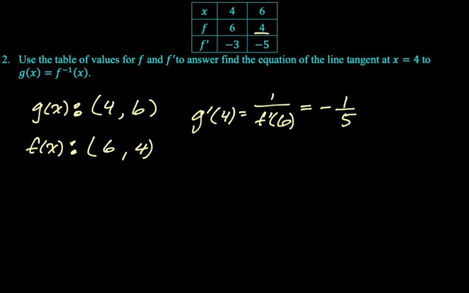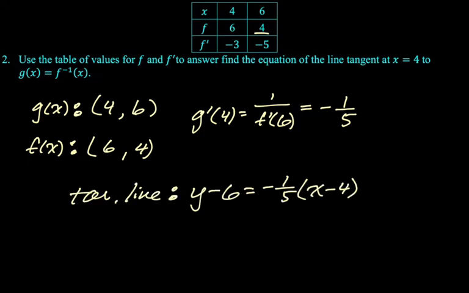And then we need the equation of the tangent line. So for the tangent line, I'm going to say y minus 6 equals -1/5 quantity x minus 4. Make sure you use the ordered pair for g of x, the ordered pair that came from the inverse. Otherwise, you'll have the right slope, but you'll have the wrong ordered pair.